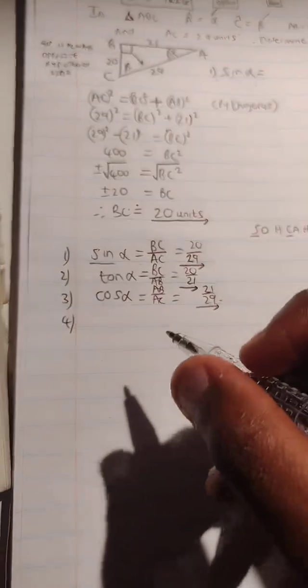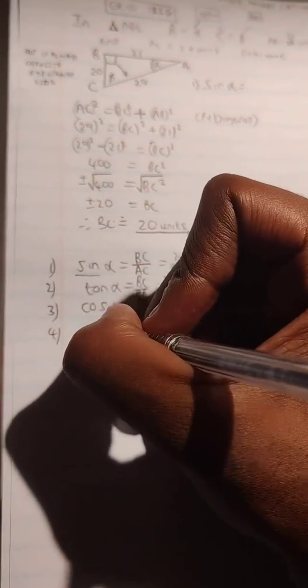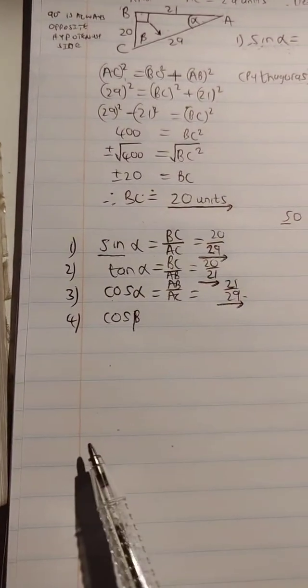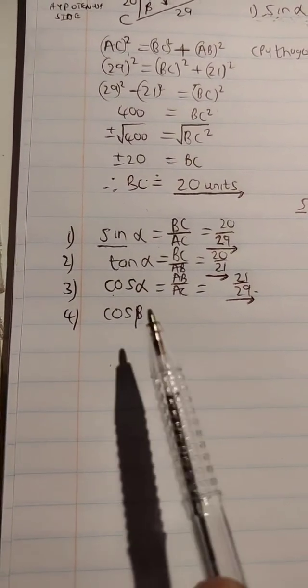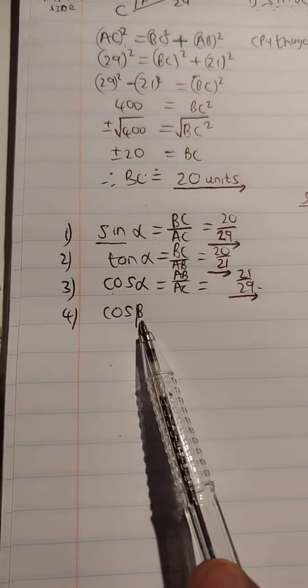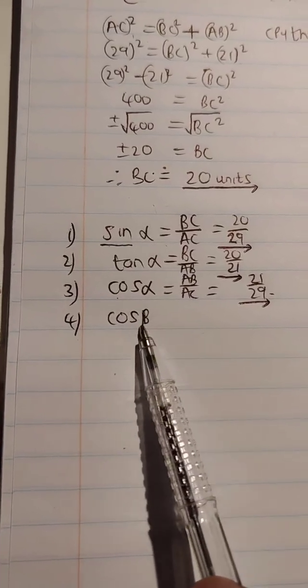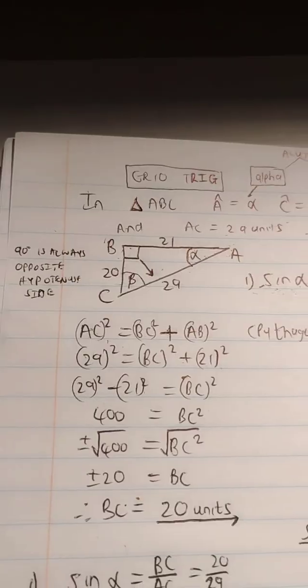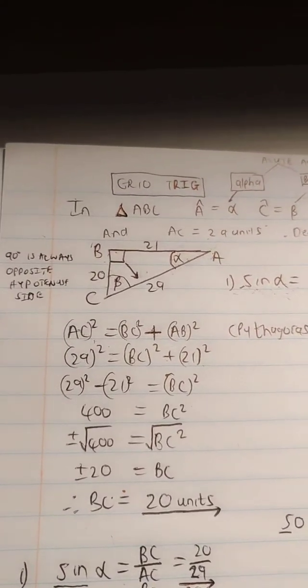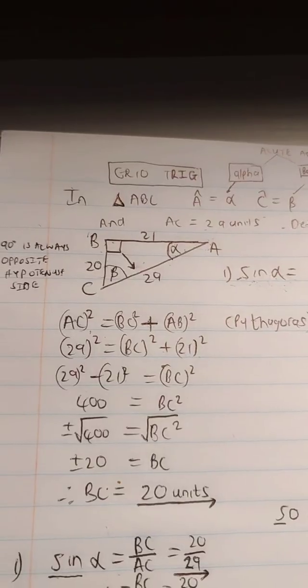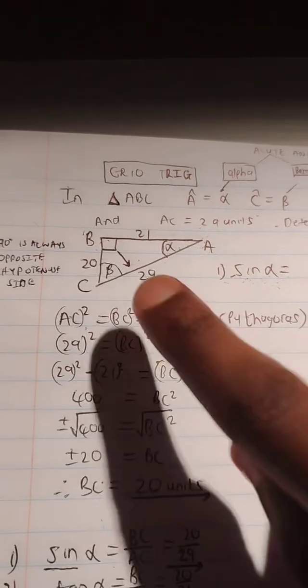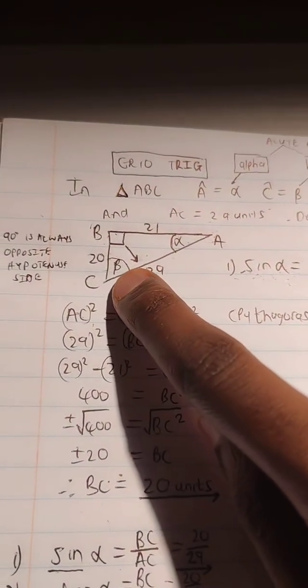Question 4: cos of beta. Once again, before we answer, we ask ourselves, where is beta? Beta is down here. Now we are changing our frame of reference. We are changing where we are looking. So now we are here, asking ourselves, where is beta?